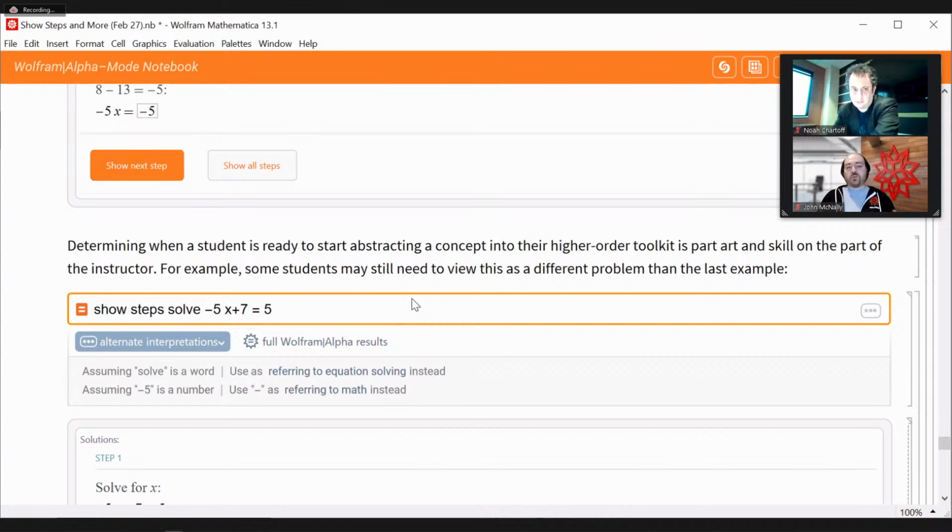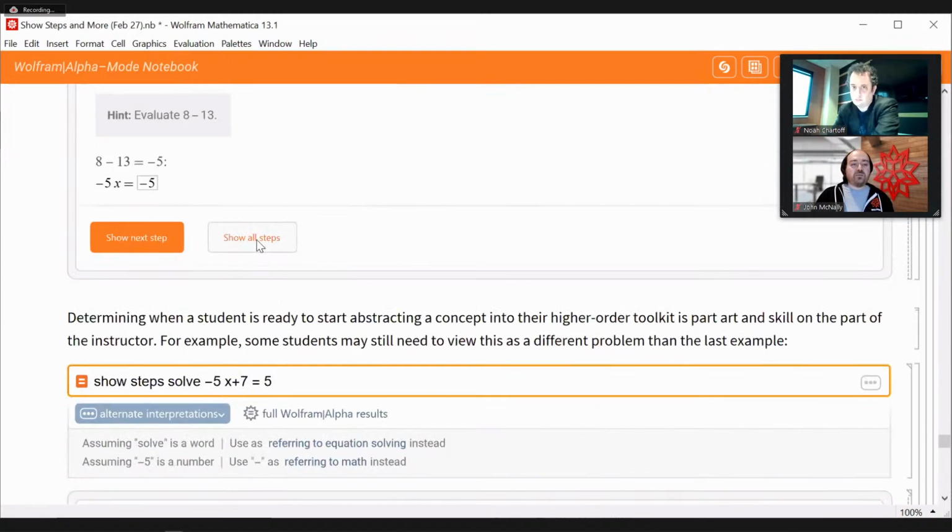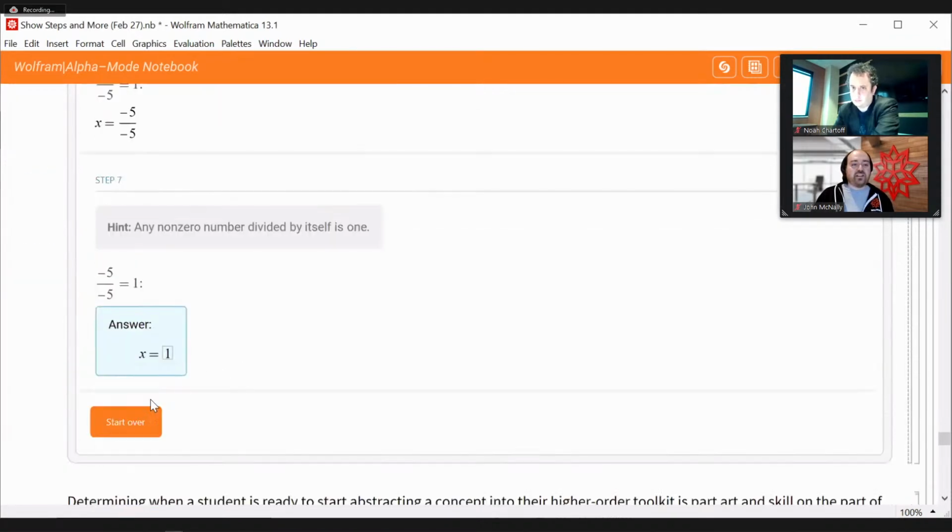Determining when a student is ready to start building abstraction into a higher order thinking toolkit is really a lot of skill and art on the part of the instructor, right? This is where having a human in the loop can be really important, because for many students, it might really make sense to view this as a totally different problem. Let me show all the steps and then collapse them again.